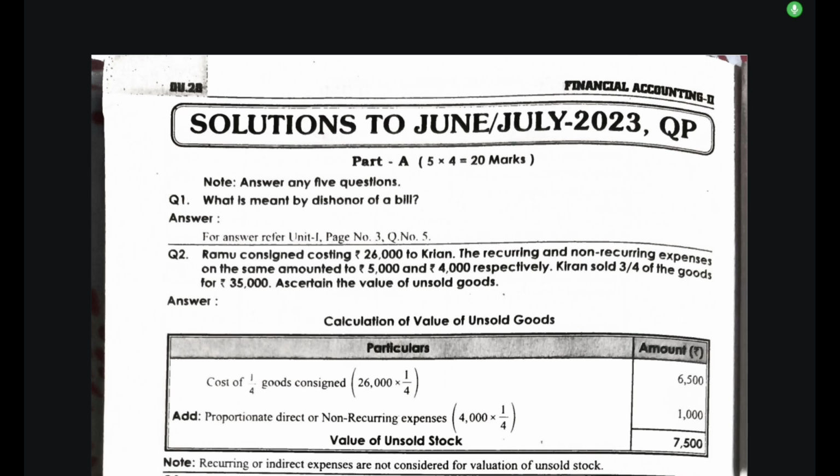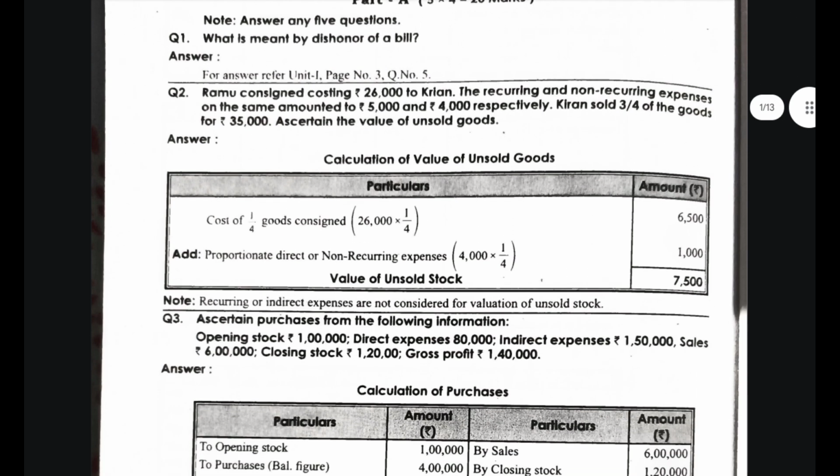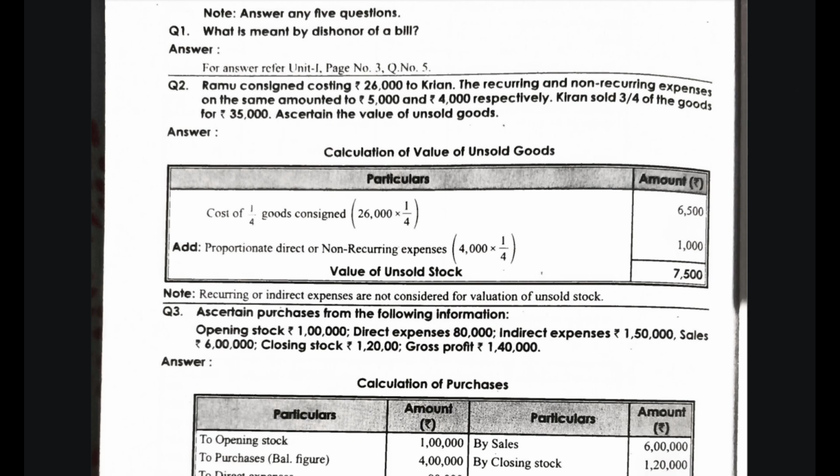This is for BCom second semester Financial Accounting 2. These are the solutions of the June July question paper 2023. In part A you have to write any 5 questions, each carrying 4 marks, out of 8 questions. So 20 marks will be there in part A. Now the first question is theory: what is meant by dishonor of a bill. I'll discuss just the problems in this video, so you will get the idea how to write the short problems.